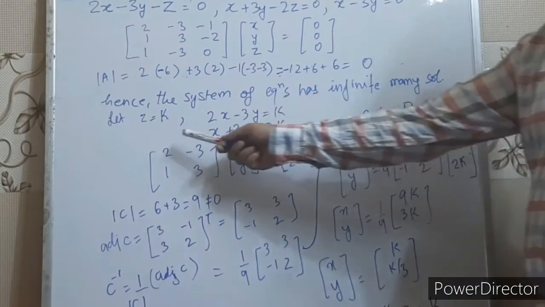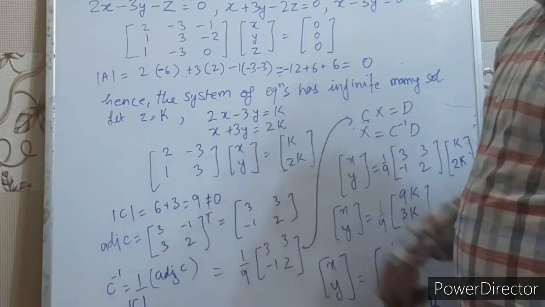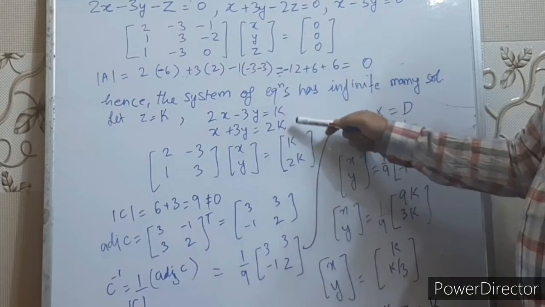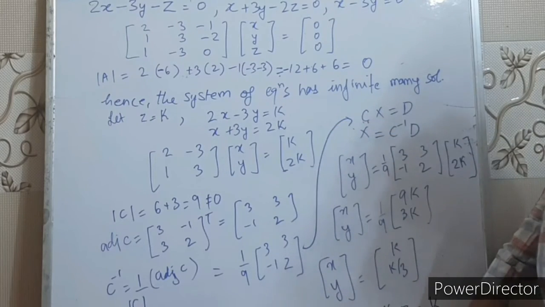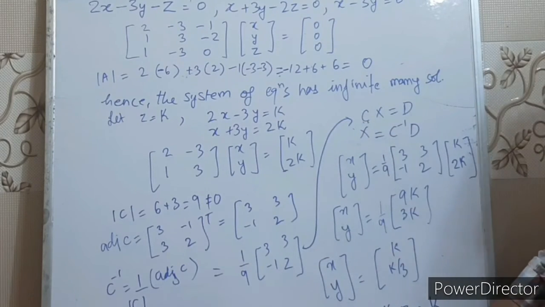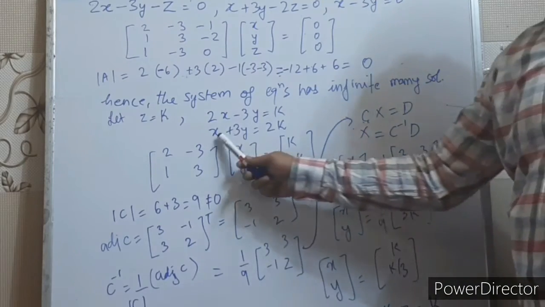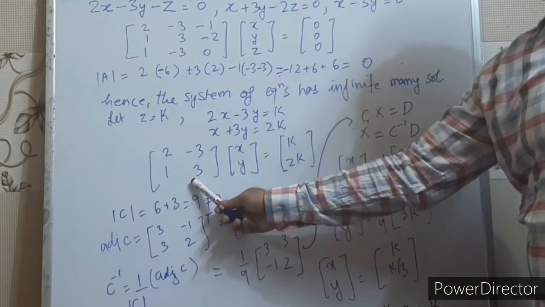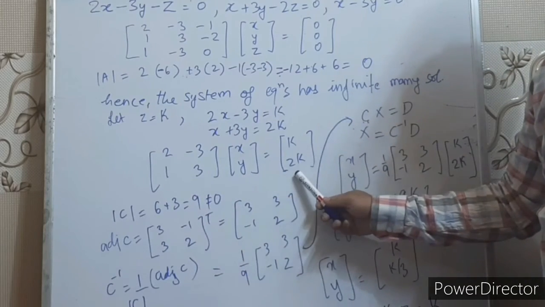So what we'll do, we'll assume that the value of Z is K. See, in the first and second equation, if you put Z equals K, we'll get the two equations, 2x minus 3y equals K and x plus 3y equals 2K. Right children? And when you write it in matrix form, you will get these three matrices. Say this is C matrix, X matrix and D matrix.